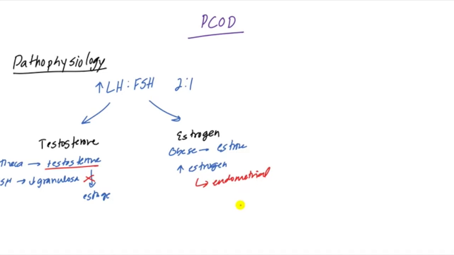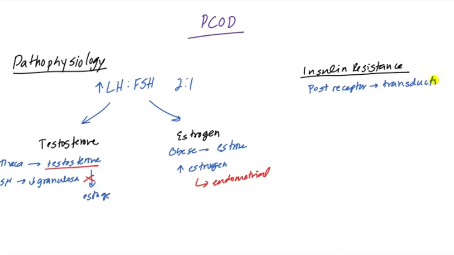Now, on top of this, for one reason or another, we also have insulin resistance. In other words, it's kind of like having diabetes type 2. Now, why does this occur? It's due to a problem not at the receptor level, but the post-receptor level. Something goes wrong with the transduction, and it's not really known what is going on, but something with the insulin receptor and the signal getting transduced intracellularly, it's not working.